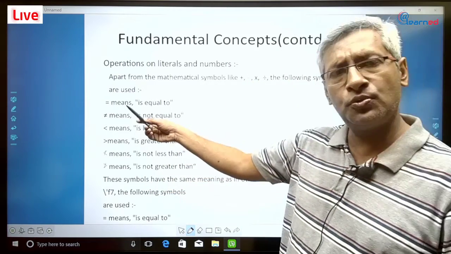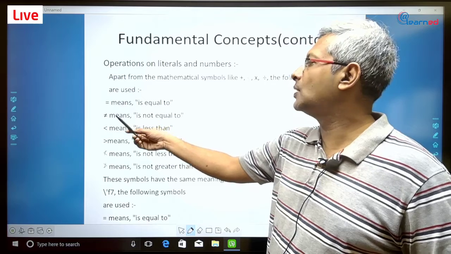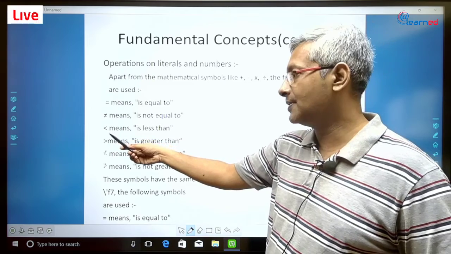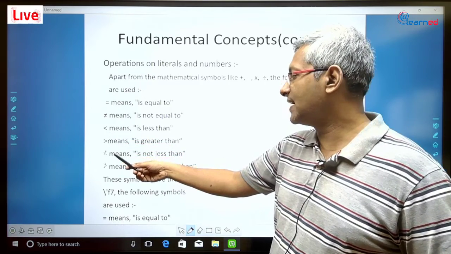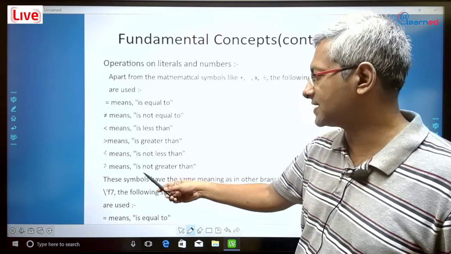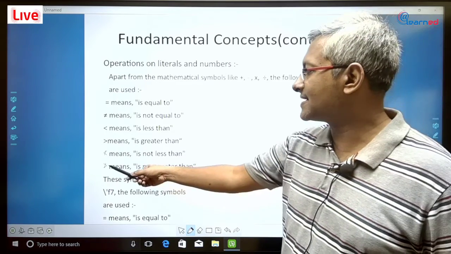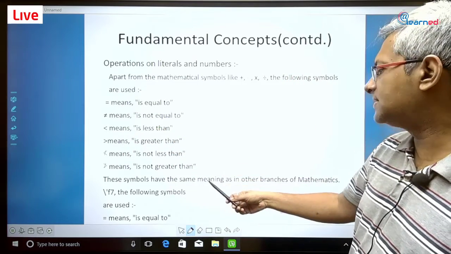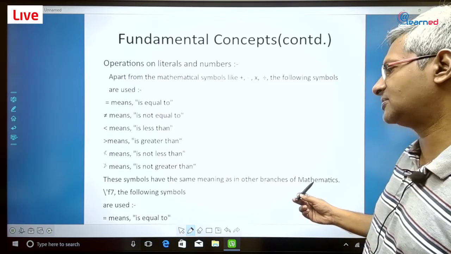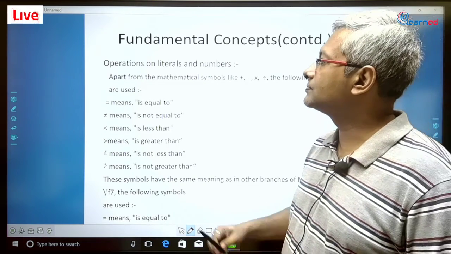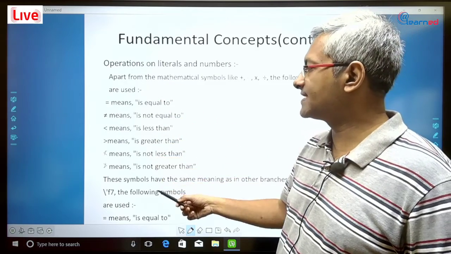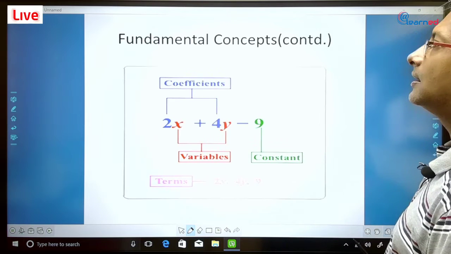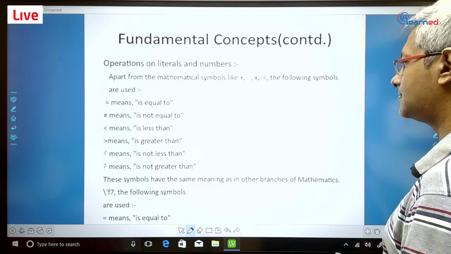So we have equal to, which we have seen. We can have not equal to. This is the symbol for not equal to. We can have less than. We can have greater than. We can have not less than and not greater than. So these symbols, not greater than, less than, not less than, equal to, not equal to, have the same meaning as in other branches of mathematics. Okay, so these are some of the symbols that we use. Now I'll just go back to the previous slide. Missed something. We have gone through this. Let's go on.